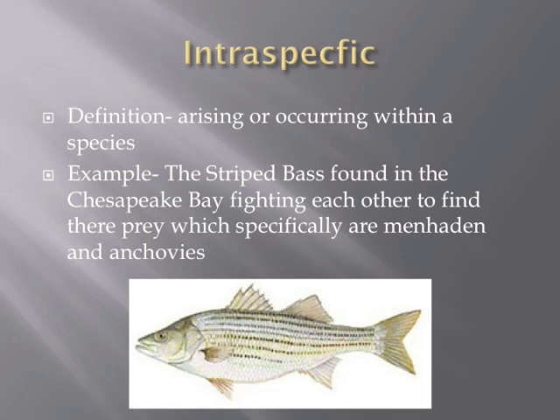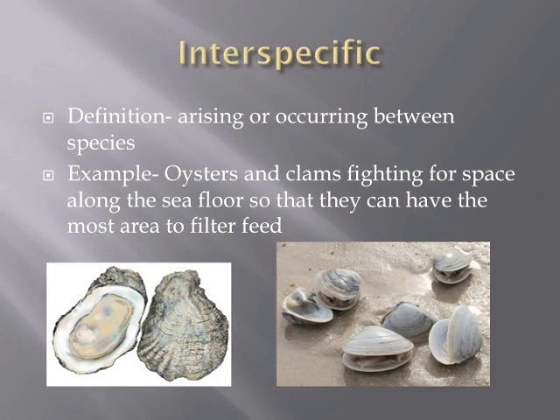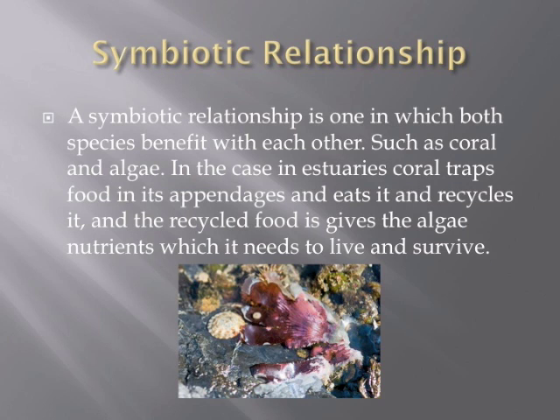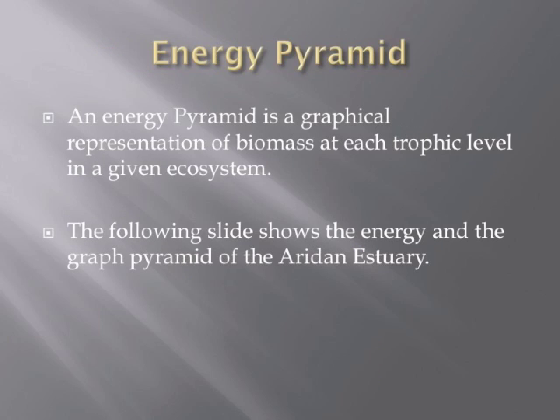Intraspecific, occurring within a species, like striped bass fighting each other for their prey or their food. Interspecific is between two species, such as oysters and clams fighting for space so they can filter feed. Symbiotic relationship is such as corals and algae. The coral gets food which gives nutrients to the algae.